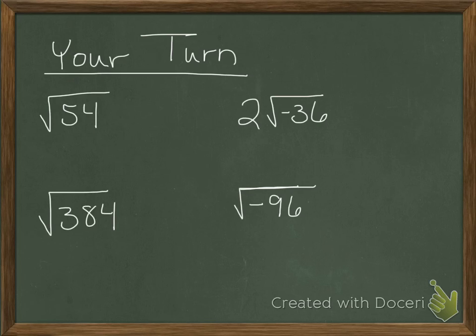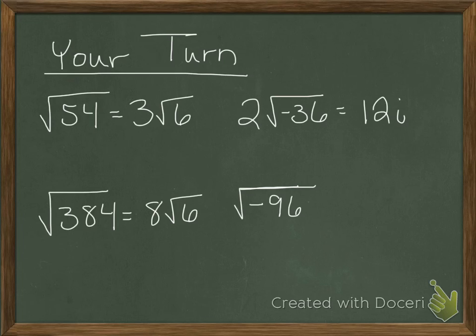So hopefully you've given yourself some time to work it out. The square root of negative 54 is 3i square root of 6. The square root of negative 384 should be 8i square root of 6. 2 times the square root of negative 36 would be 12i, because 36 is a perfect square. And then the square root of negative 96, not a perfect square, would be 4i square root of 6 left over.